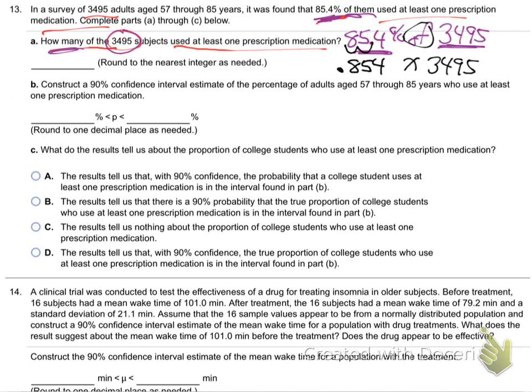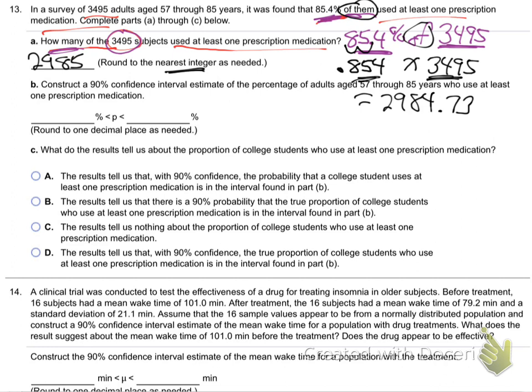So just take your calculator, 0.854. I'm doing it right now too. Times 3495. I'm getting 2984.73. Round to the nearest integer. 2985. So 2,985 people is what that actually is. So that's not on the notes. That's just multiply the decimal times the number, because that's of, right? Of them. Of means times.